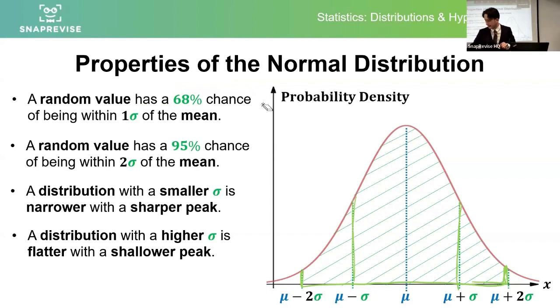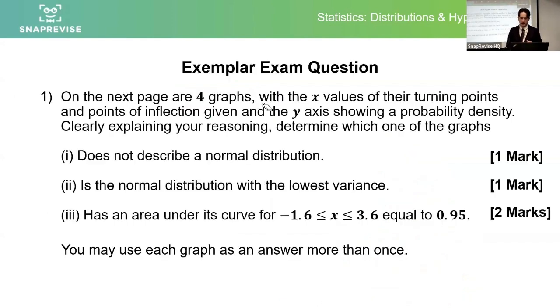And so we're going to see that in a question now. This is a really good one, because it matches the graphs to the shapes. So let's explore this. On the next page in your booklet, you're going to see 4 graphs, the X value of their turning points, points of inflection, and we also need to reason why one isn't a normal distribution, which one is a normal distribution with the lowest variance, and which one has an area between minus 1.6 and 3.6 equal to 0.95. So have a little look at the graphs now.